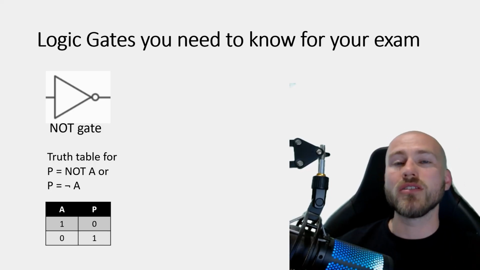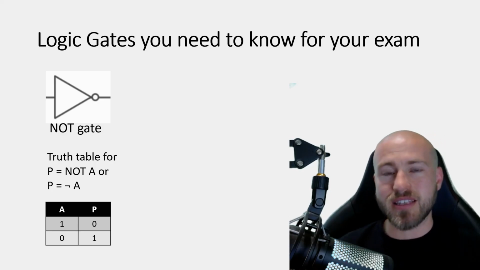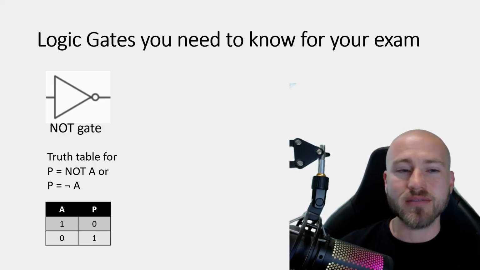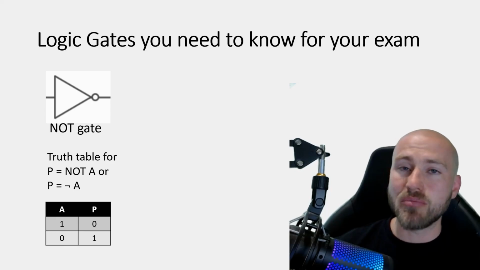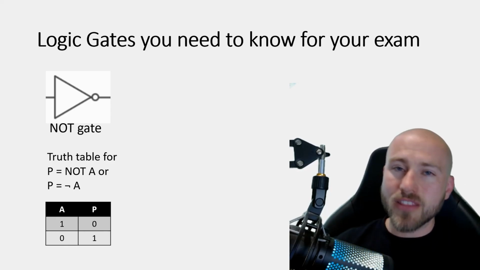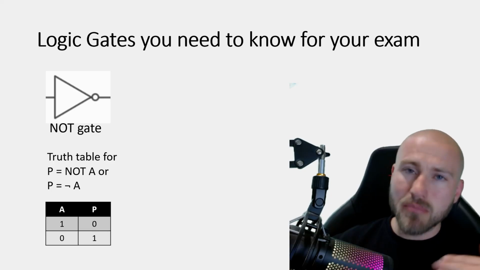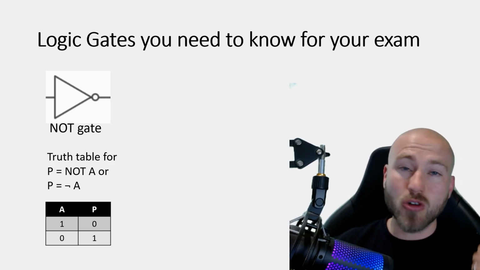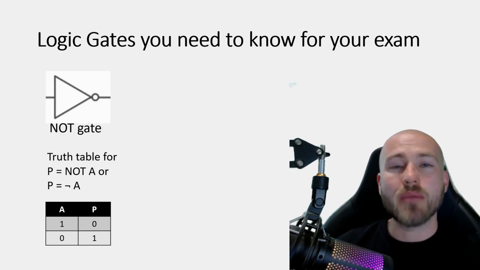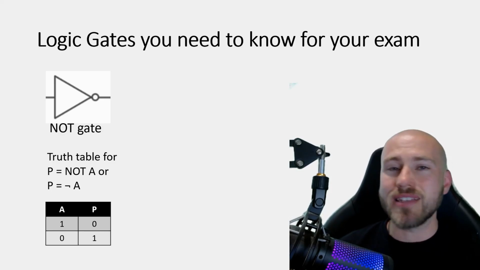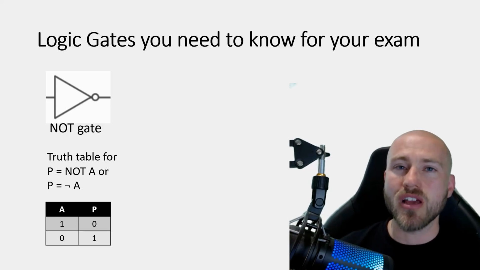So if it was a 1 going into a NOT gate, it is a 0 coming out of a NOT gate. The truth table for this, which you can see at the bottom, is relatively small. The column A represents the inputs. So the input for A could be a 1 or it could be a 0. And because it just flips it, column P is the output and just shows the opposite of what went in.